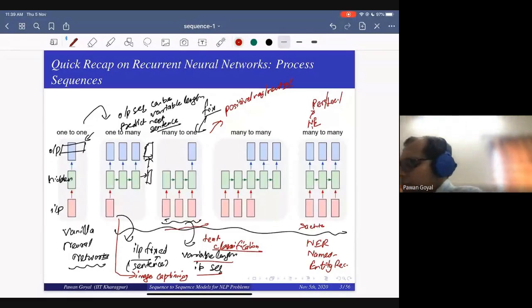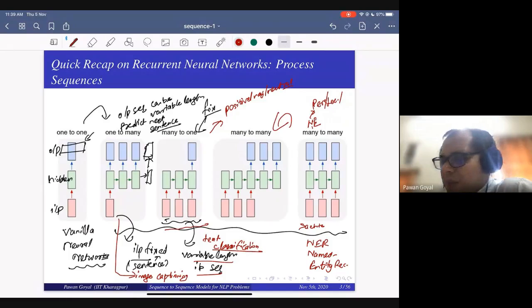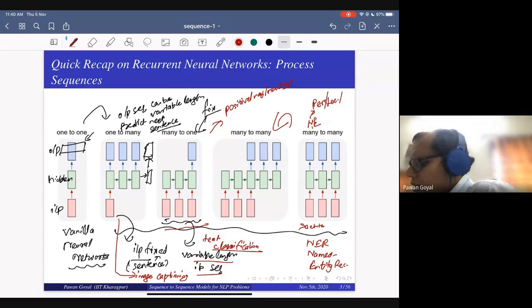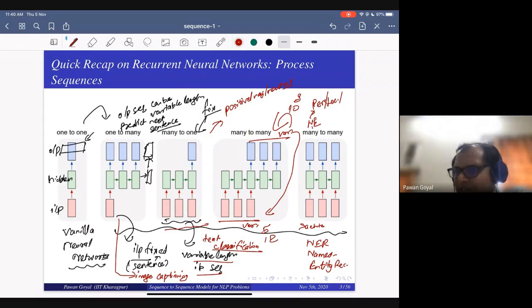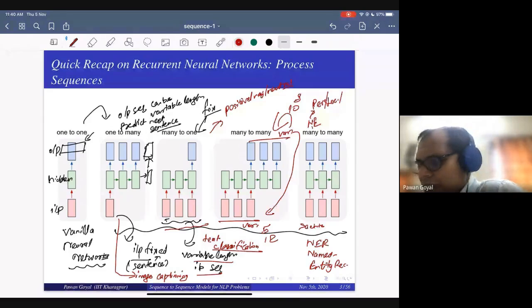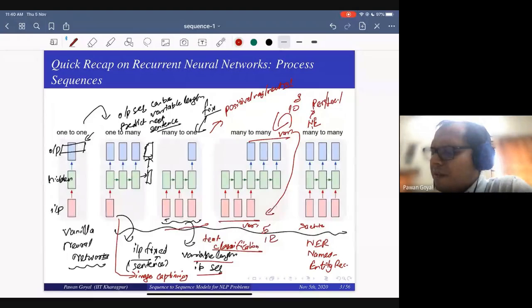But then apart from all these is the fourth one, that is many-to-many, where your input can be variable length, output can be variable length, but there is no direct correspondence. This can be of size 5, this can be of size 10, this can be of size 12, this can be of size 8. That is all possible. So you don't have a one-to-one correspondence between the lengths. And when we talk about sequence to sequence, we are focusing mainly on this particular architecture.